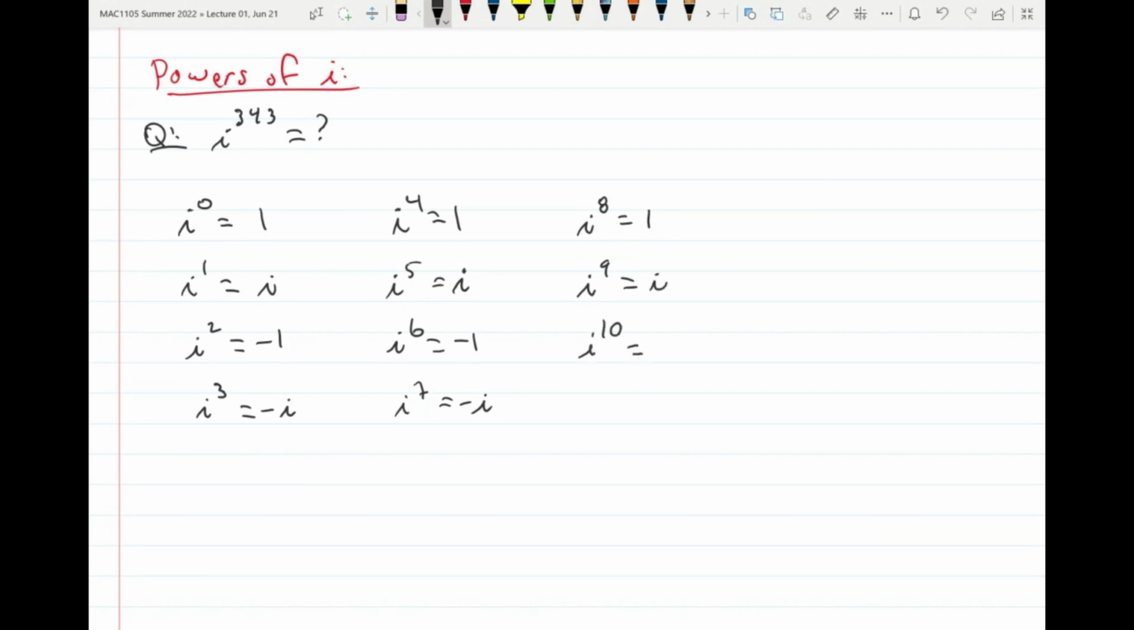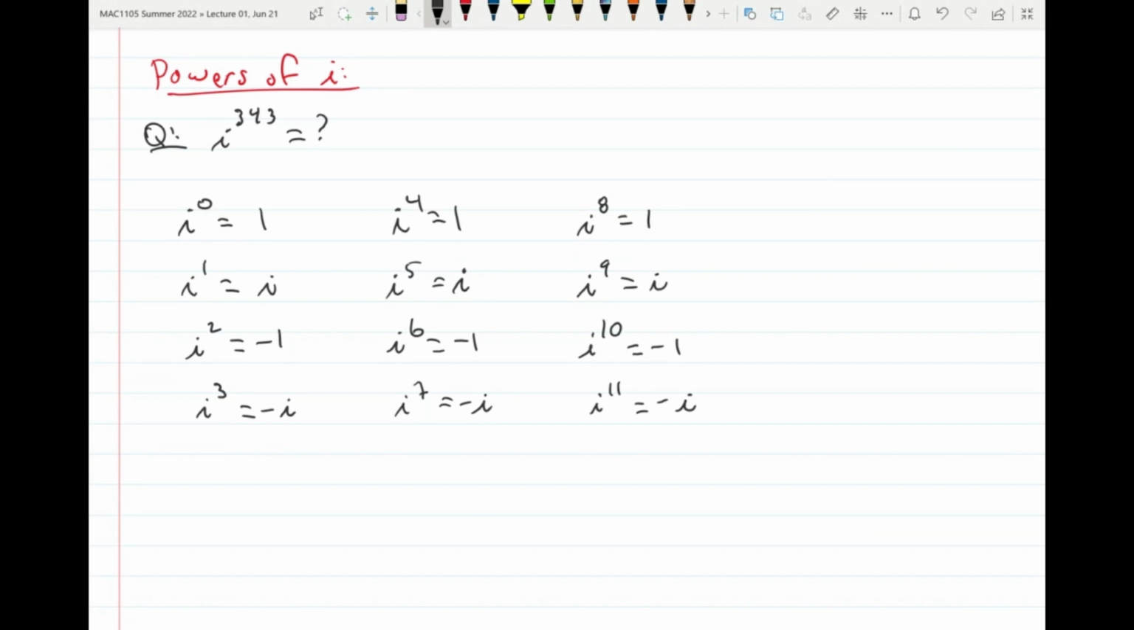i to the 10, negative 1. i to the 11, negative i. And hopefully you agree that we are in this endless cycle. So it looks like no matter what the power is, we will always get one of these 4 values. The question is, how do you identify this?